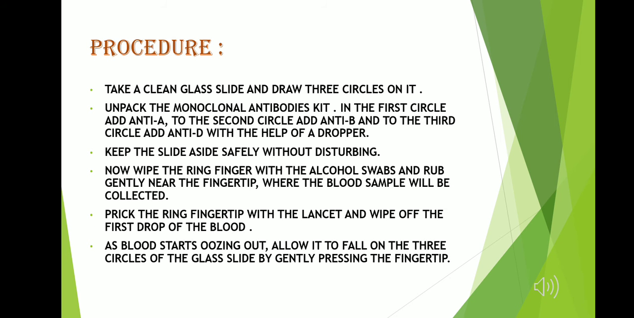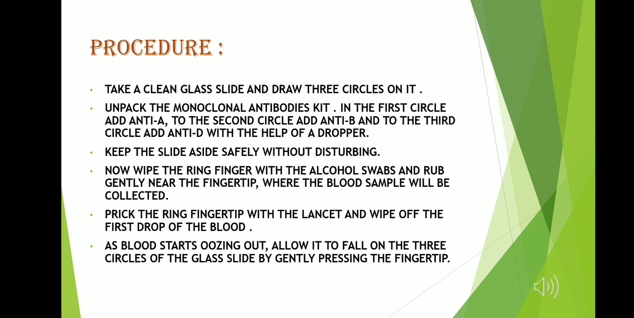So firstly, take a clean glass slide and draw 3 circles on it. Unpack the monoclonal antibodies kit. In the first circle, add anti-A, to the second circle add anti-B, and the third circle add anti-D with the help of a dropper. Keep the slide aside safely without disturbing.